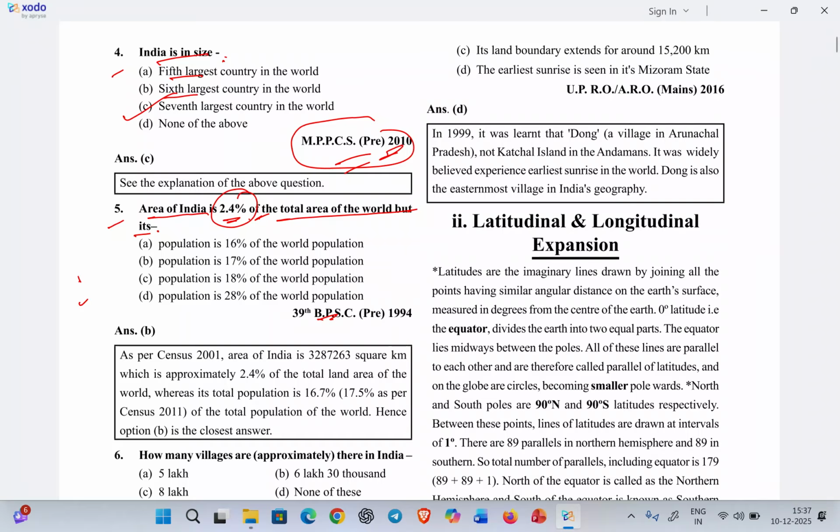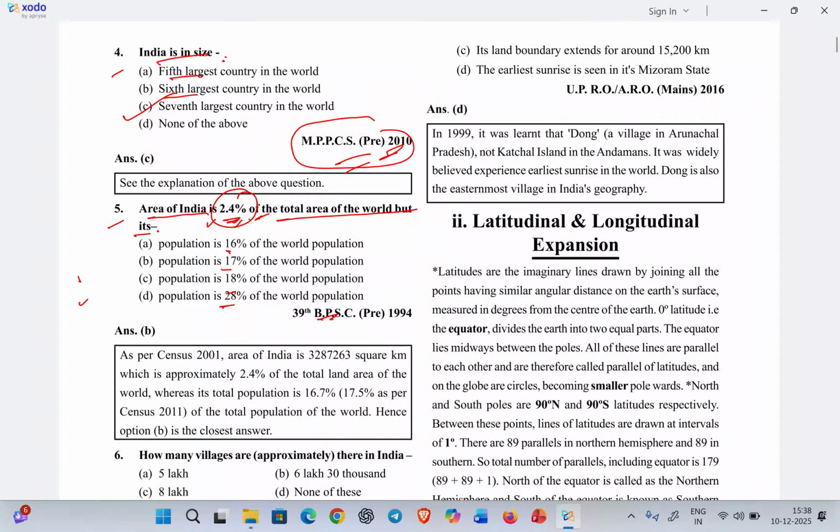So in BPSC it has been asked that the total area, although it is 2.4% of the world land mass or lithosphere, we have seen in the previous questions. So what is the population of India, which is what percentage of the world population? It is 16, 17, 18 or 28%.